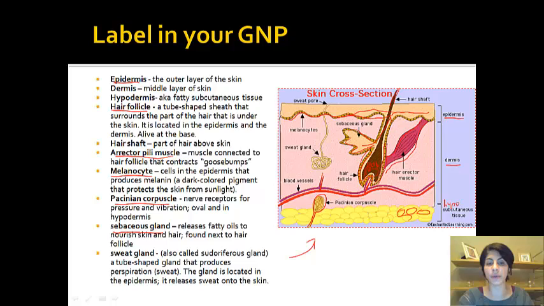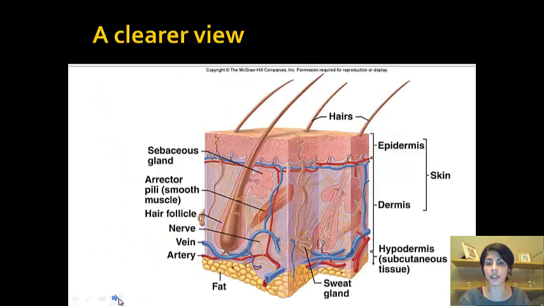The sebaceous gland we refer to releases the fatty oils, and there's a different type of gland. It is not associated with the hair, and that's the sweat gland, which releases the liquids that will eventually evaporate and cool you down. Here's a really clear view of all of these structures again. Take a moment to pause the video if you need.